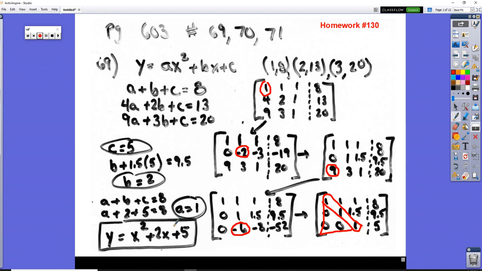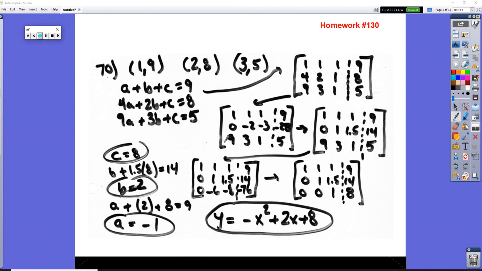Remember, though, the goal of this problem was to find the equation for the parabola. So make sure you then take the values of A and B and C and plug them back into the formula in their appropriate places. The final answer you should have for this problem should be the equation of a parabola, and it should be an equation, so it should be y equals, or f of x equals, 1x squared plus 2x plus 1.